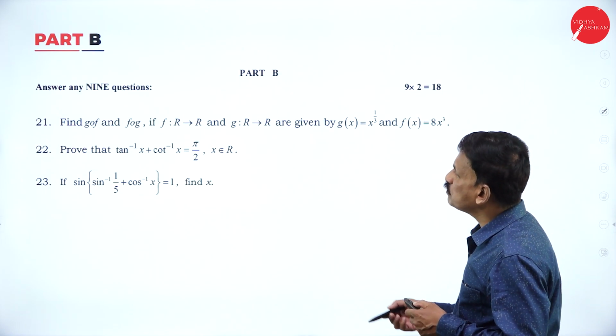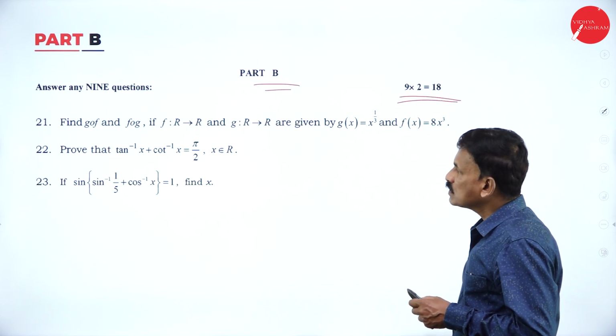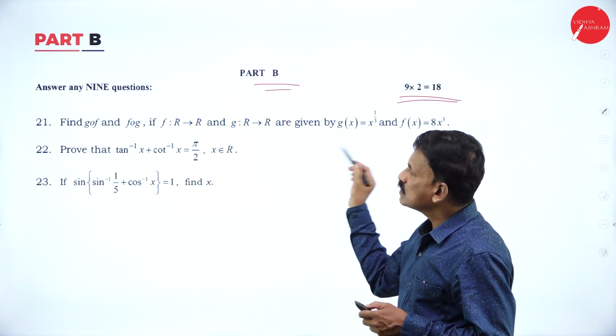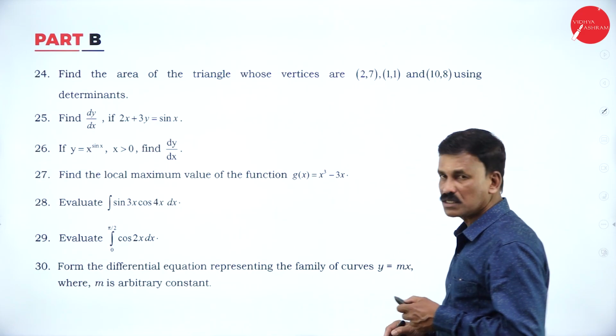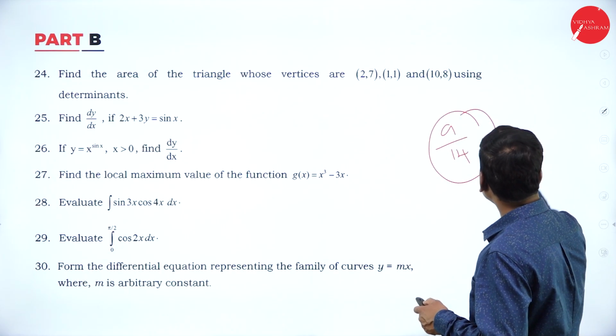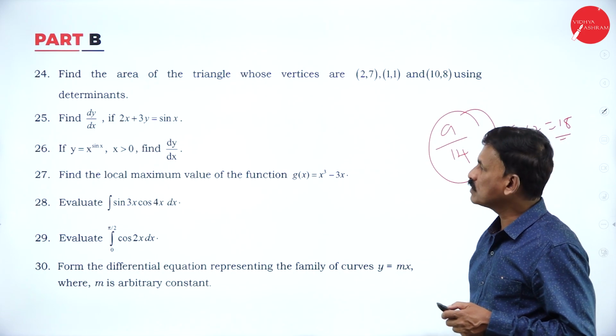Now next, part B. In part B, as usual, you will have 2 mark questions, 9 two-mark questions to be answered. Answer any 9 questions. There are 14 questions, and you are going to answer 9 out of 14. 9 into 2 is equal to 18 marks you will get for 2 markers.